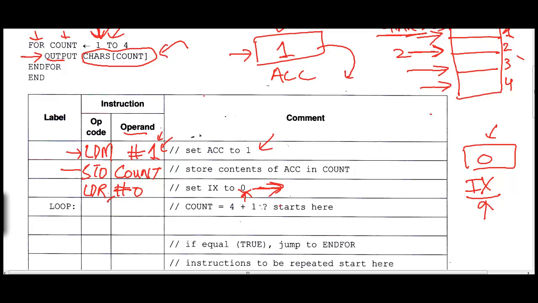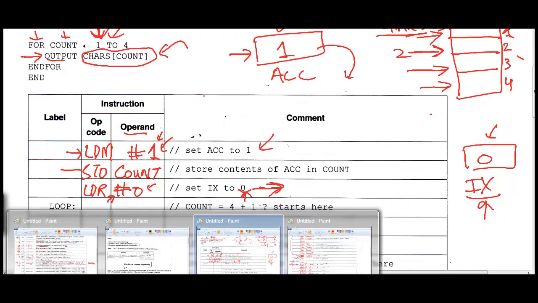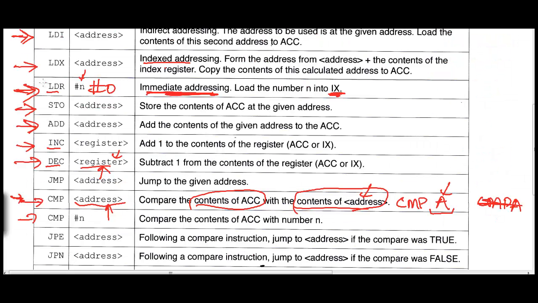This hash sign means that we are using an absolute value, and the LDR instruction is used to load a number that is given in the instruction, which in this case is 0, into the index register. So this is the value that is going to be loaded into the index register. This is not an address, it's a value.